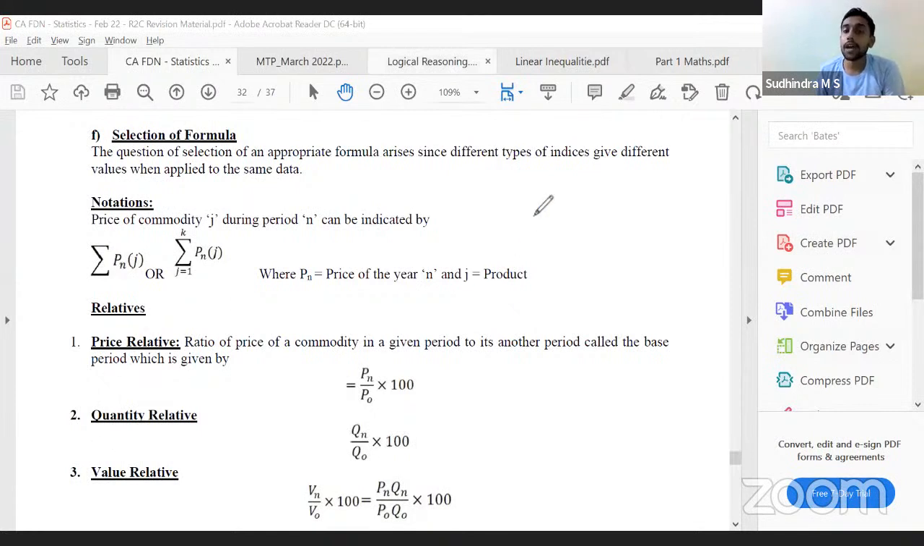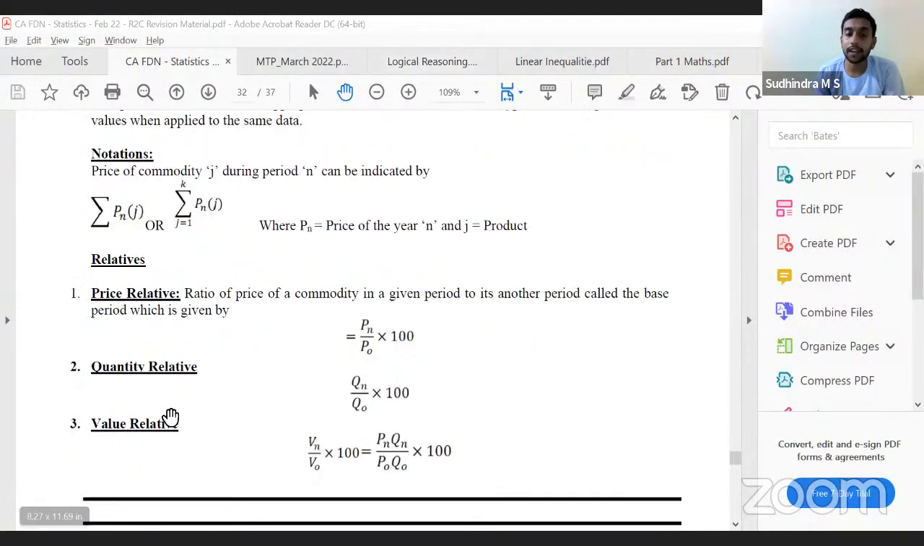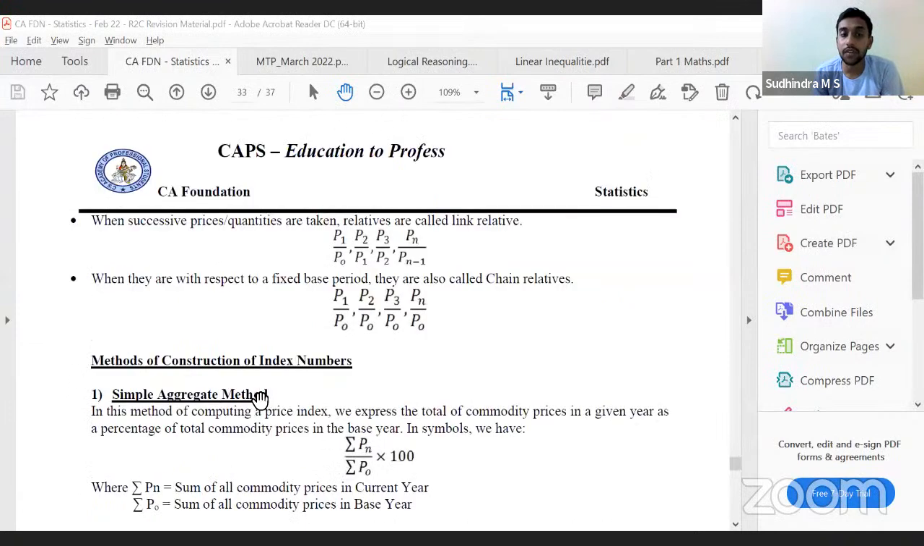What is price relative? Price relative is the ratio of price of a commodity in the current year, that is the given year, to that of the base year, into 100. P1 divided by P0 into 100. Similarly, quantity relative is quantity of the current year over quantity of the base year into 100. Value is price into quantity. So price of the current year into quantity of the current year, divided by price of the base year into quantity of the base year, into 100, is value relative. So price relative, quantity relative, and value relative. We use those in the calculation of index numbers.